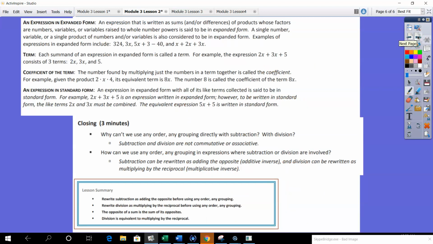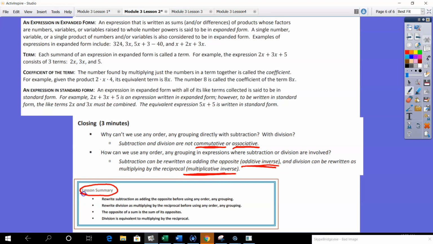Okay, so you're given some of those vocabs that we went over in lesson 1 again to sum up this lesson. Why can't we use any order grouping directly with subtraction and division? They're not commutative. They don't have the commutative and associative properties, so we have to change them to addition and multiplication. And so how can we use it? Well, we have to change it. We have to do the additive inverse and the multiplicative inverse.